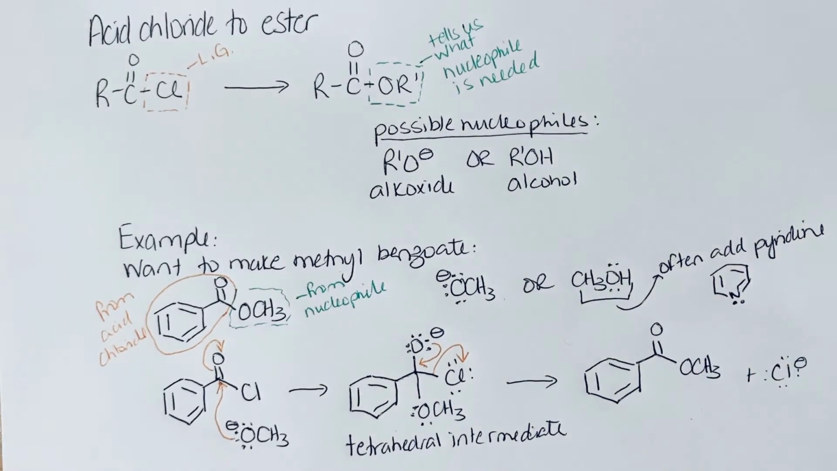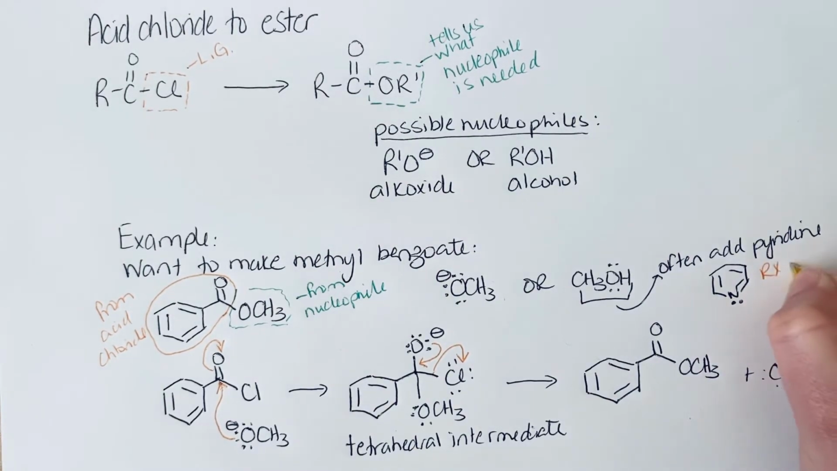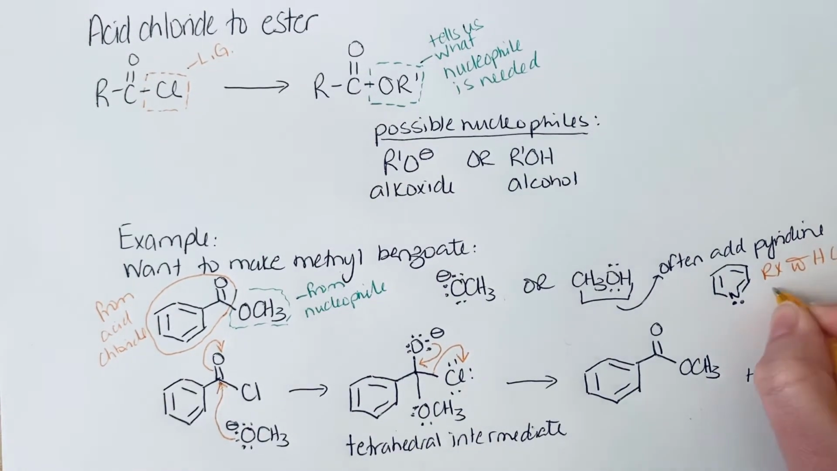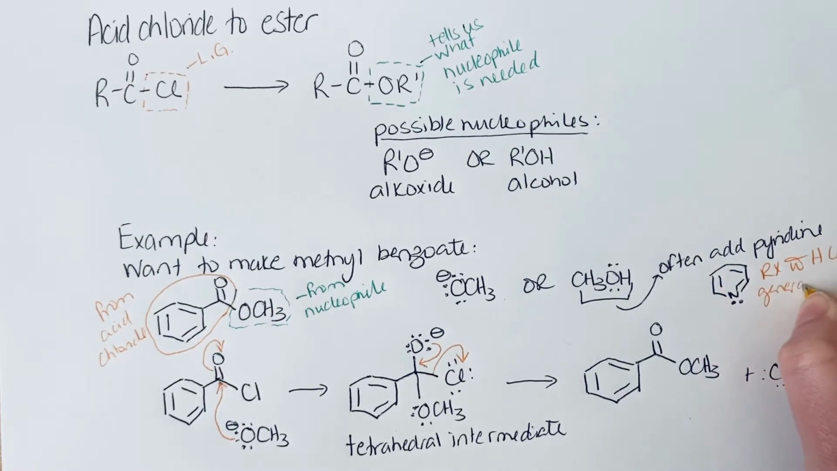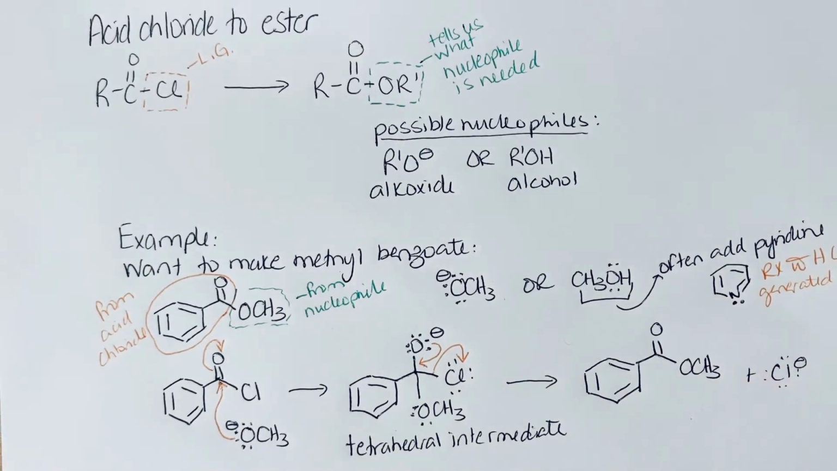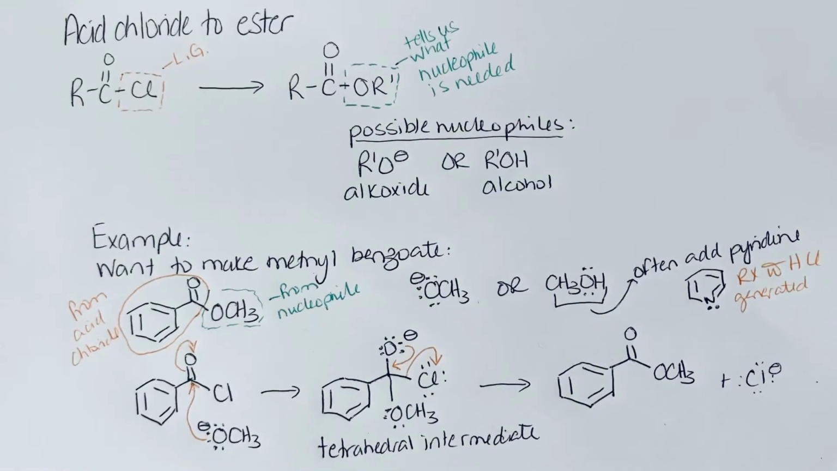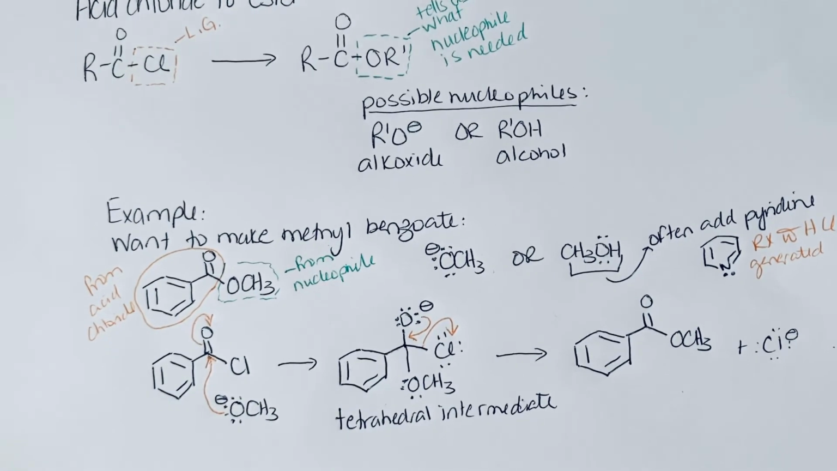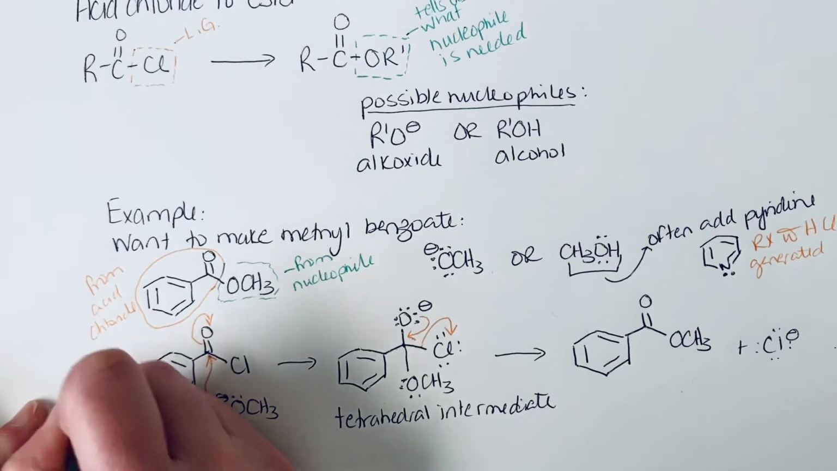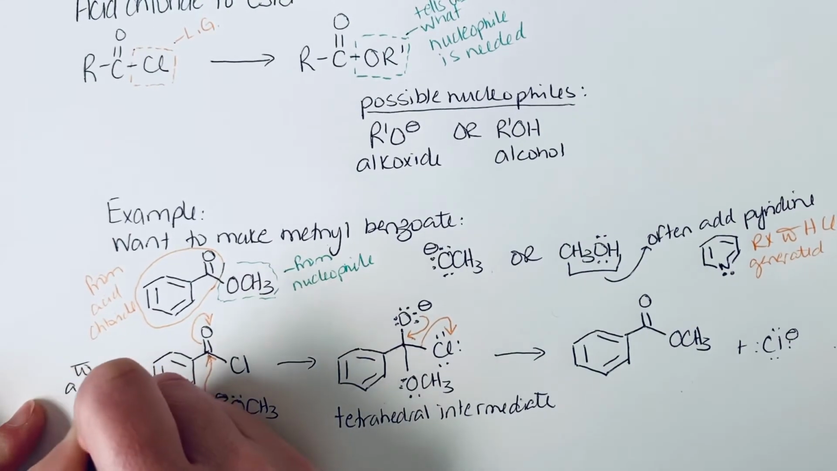And so the pyridine is just there to react with the HCl that will be generated in the reaction, right? HCl, hydrochloric acid, is a strong acid. We don't want that building up in the solution, so we often add in a base that will react with it as it's being formed. So this was our mechanism we just ran through with an anionic nucleophile.